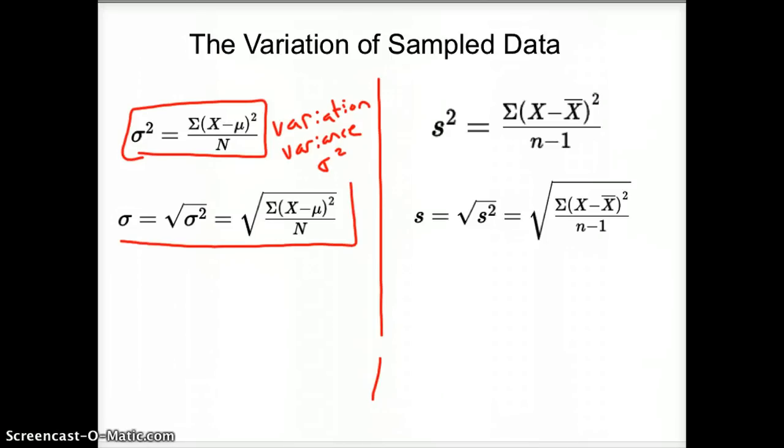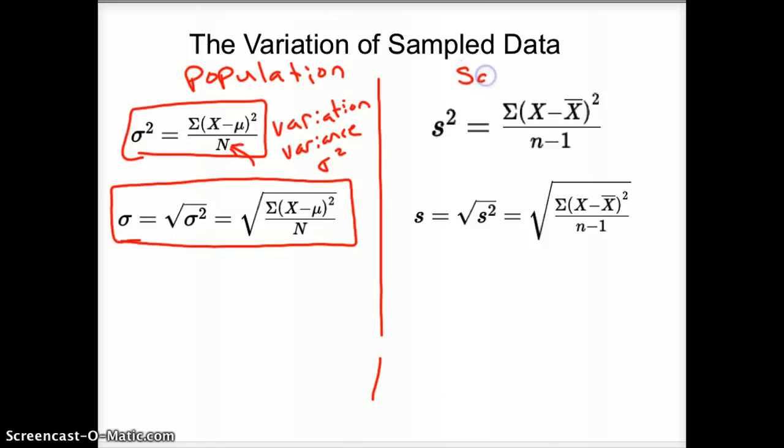Here is the variation for standard deviation, which we talked about was distance. And we use sigma to represent that, which is just the square root of the variation. And notice the difference between the two. Now this side's population. If you have all of the data, you're going to use this formula. If you only have part of the data, or a sampled piece of the data, this is the sample variance, and this is the sample standard deviation.